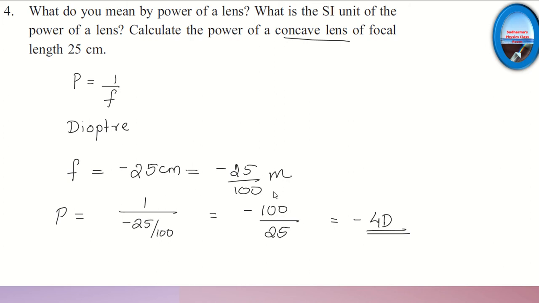So this is a better way. And most of the students find this method very easy. That is why I have shown this method here. So I'm not going to convert it into a fraction. I'm not going to convert it into a decimal. I'm not going to simplify this. Just keep it as it is, because dividing 100 by 25, that's very easy. It's minus 4. Okay, so minus 100 by 25, minus 4 diopter.